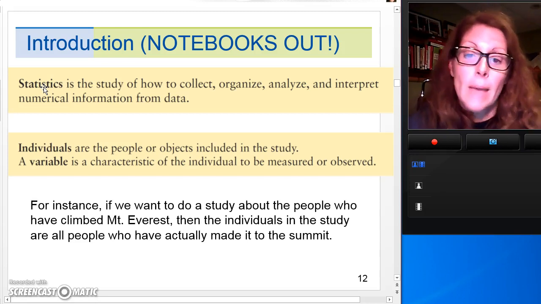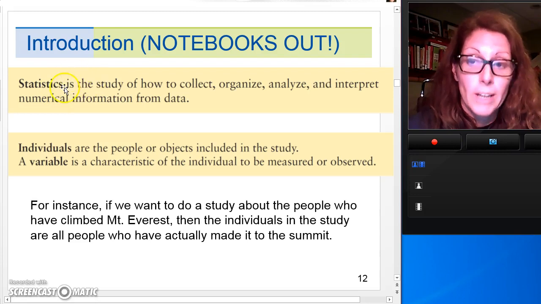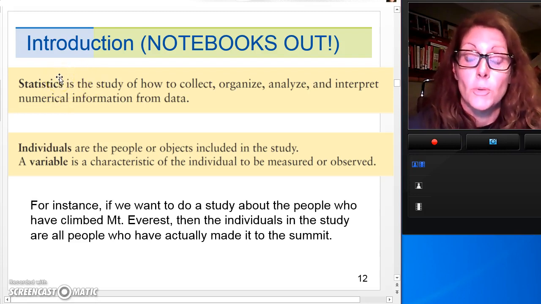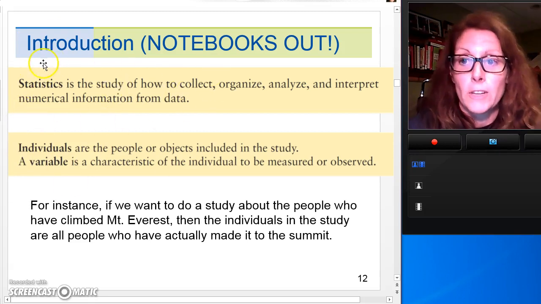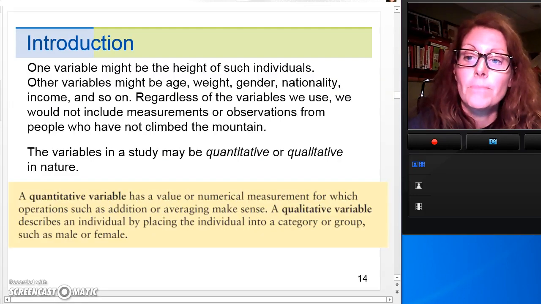Also, if you didn't capture all the notes or you want to check that you got all the notes, if you were in class today, you have the opportunity to do that too. So three key terms here. First, statistics, then individuals, and then what a variable is. So please make sure that you have these in your notes.